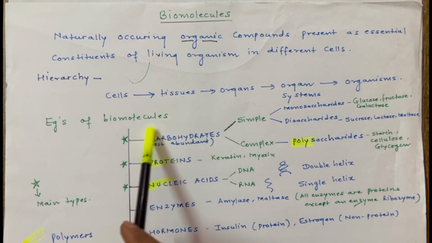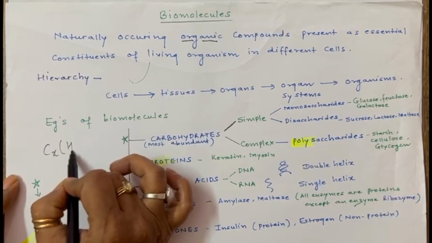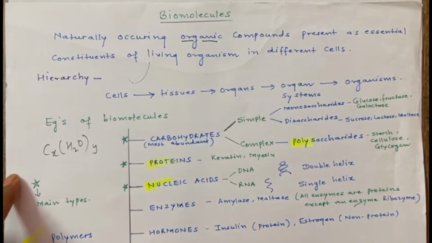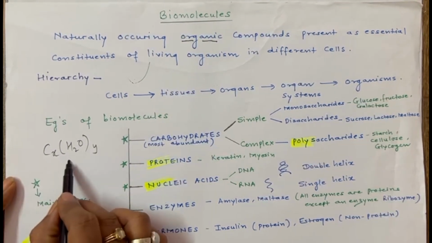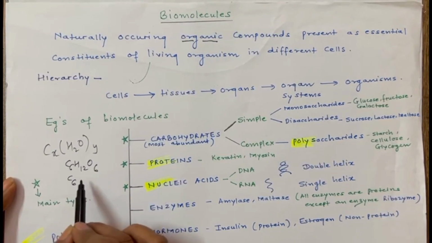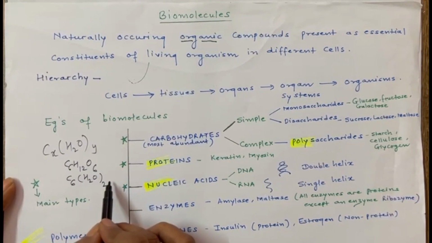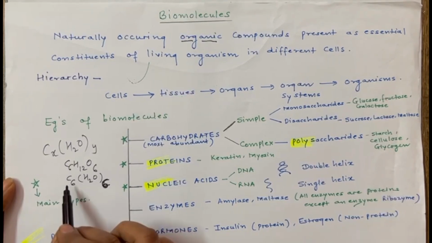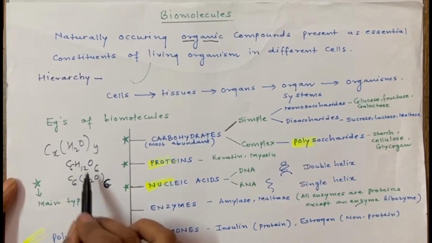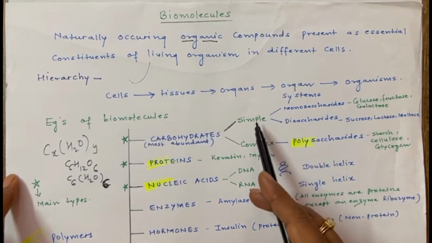That means compounds of carbon, like let's say we are having the formula Cx(H2O)y. So in the olden times they were considered to be the compounds having this kind of general formula Cx(H2O)y. For example, if we talk about glucose, C6H12O6. So here we can see that glucose, I can write it as C6(H2O)6, right? 6 times. So it becomes C6H12O6.